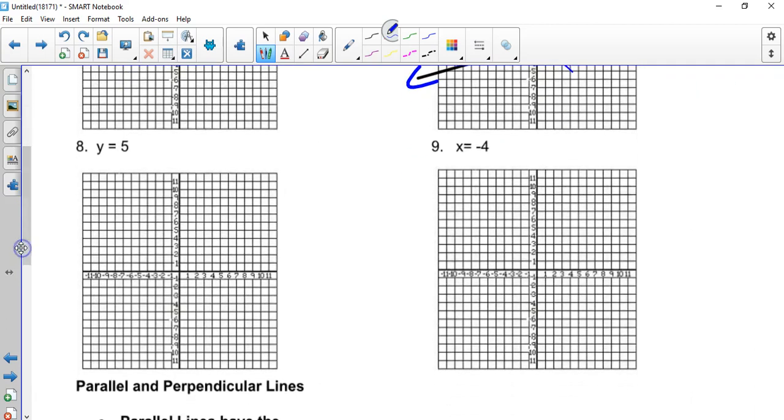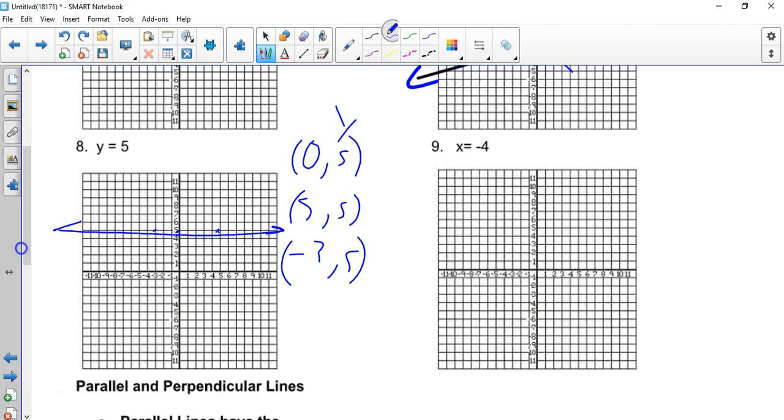Y equals 5. These are really nice because y is always 5. So this is the point 0, 5, and 5, 5, and negative 3, 5. Y is always 5. So there's 0, 5, here's 5, 5, here's negative 3, 5. You can get the gist. It's a horizontal line going through 5.